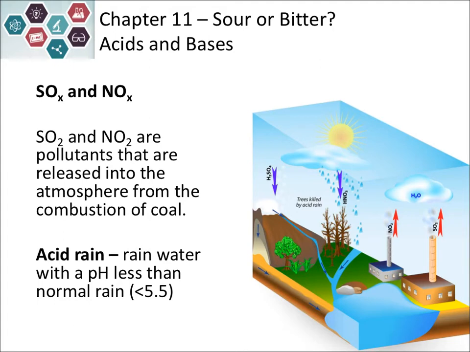So the acid rain definition is rainwater that has a pH less than normal rain, meaning less than 5.5. Again, if you say your rainwater has a pH of 5.5, that is not acid rain. That's just our normal rain based on the natural CO2 that's in the atmosphere. But any additional CO2 or other pollutants in the atmosphere that bring that pH below 5.5 produce the acid rain.